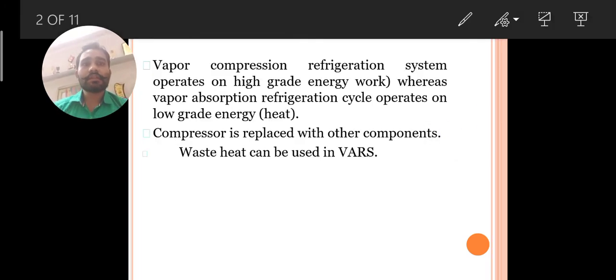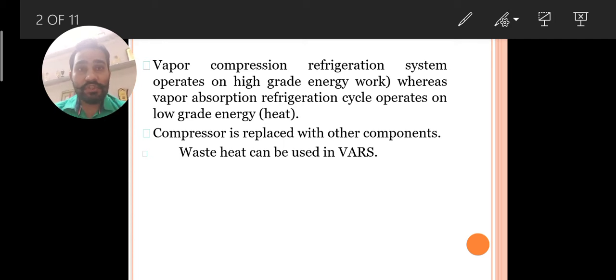What is it? A vapor compression refrigeration system operates on high grade energy, that is work, which we have already studied in our class lectures, and the vapor absorption type cycle operates on low grade energy, that is heat. So instead of putting in work input, we are supplying it heat.